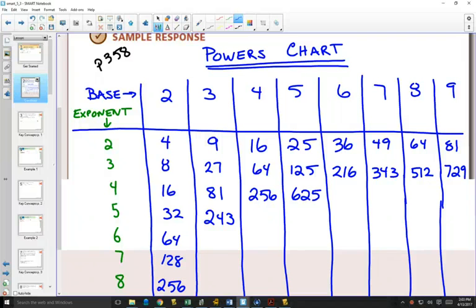This is just a powers chart, what it has on it. I'm going to highlight one number here. This means 4 to the power 3. 4 to the power of 3, or 4 to the exponent of 3, is equal to 64.